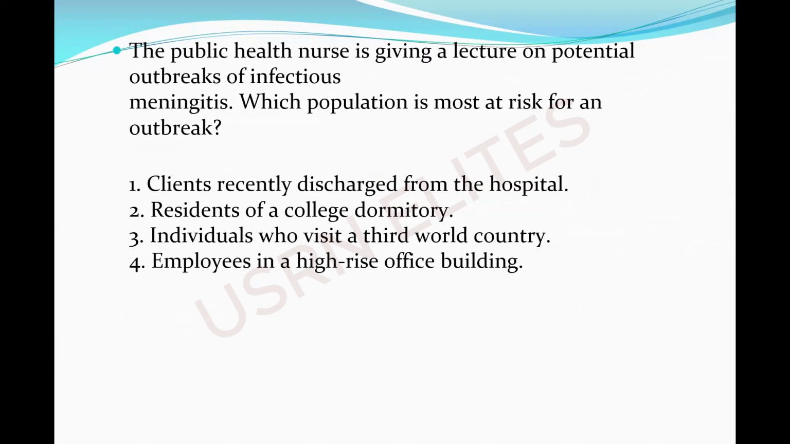Okay, our second question. The public health nurse is giving a lecture on potential outbreaks of infectious meningitis. Which population is most at risk for an outbreak? 1. Clients recently discharged from the hospital. 2. Residents of a college dormitory. 3. Individuals who visit a third world country. 4. Employees in a high-rise office building.